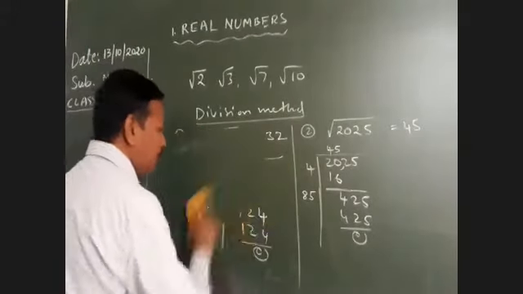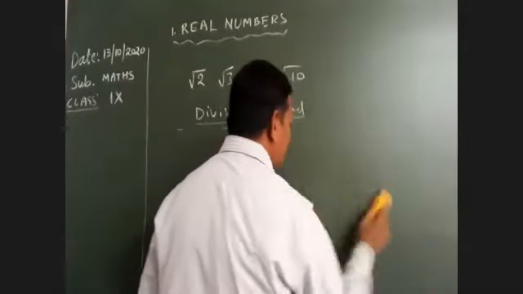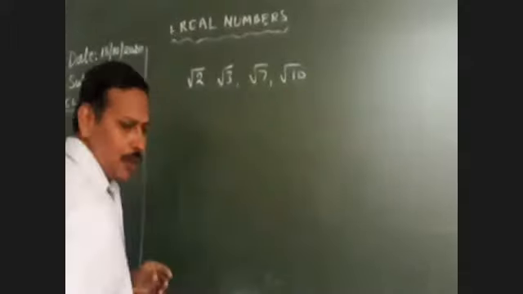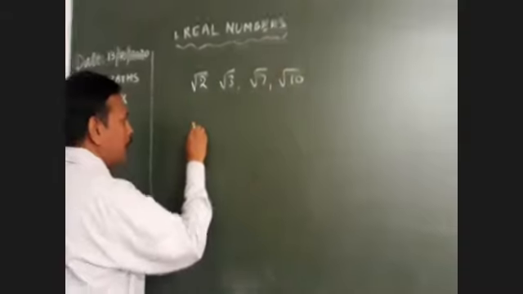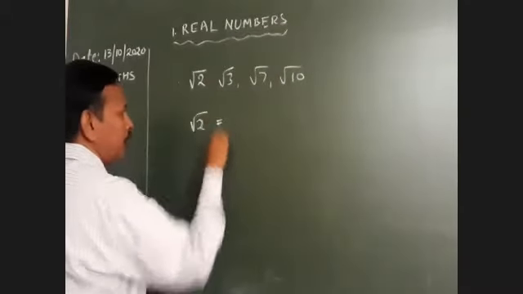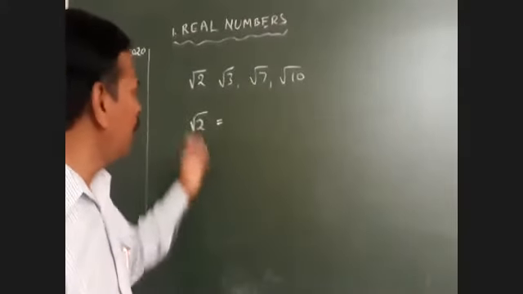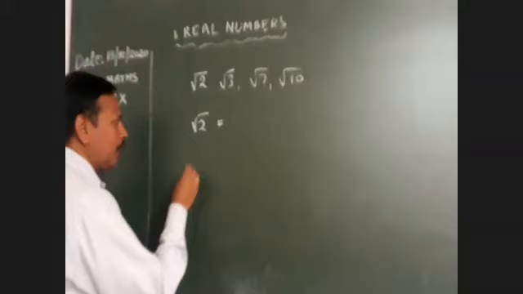Now, how is this division method continued for irrational numbers? We have seen rational numbers. In the same method, how do we find the square root of 2? We have to find it up to 2, 3, 4 or 5 decimal places, depending upon the examination. So now I am finding root 2.